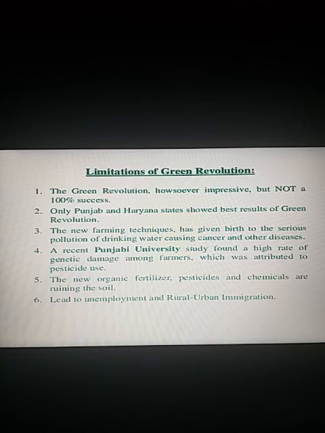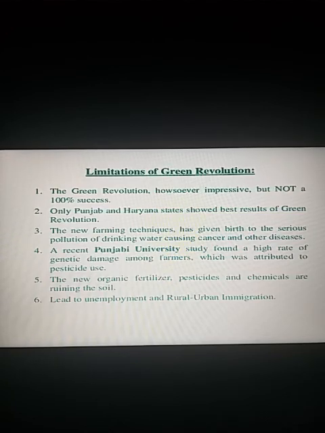Fourth, a recent Punjab University study found a high rate of genetic damage among farmers. Focus on the term genetic damage, which was attributed to pesticide use. Remember, for the time being, use of fertilizer and pesticide, no doubt, will increase the yield. Income increases, no doubt. But in the long run, it will have health hazards.